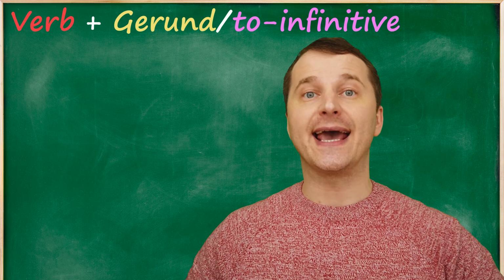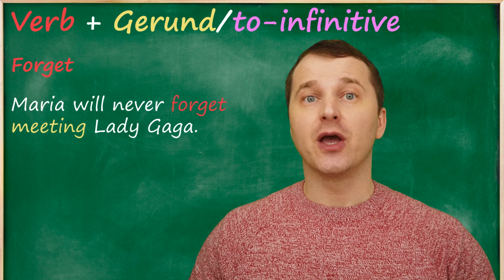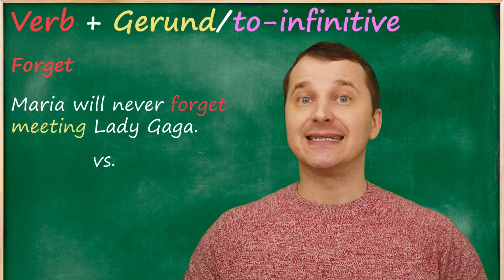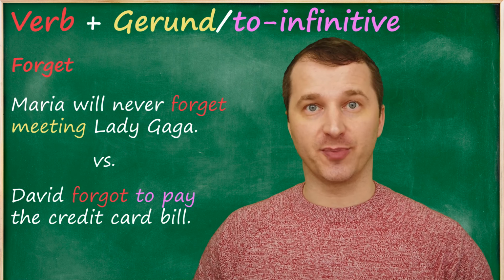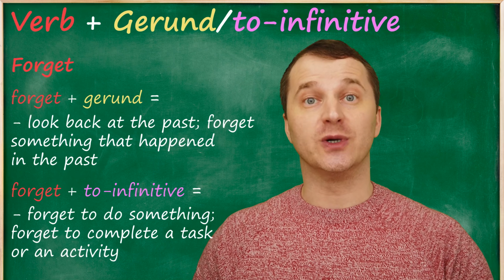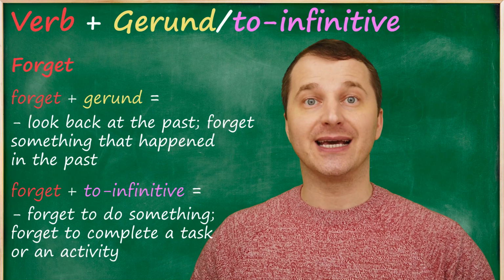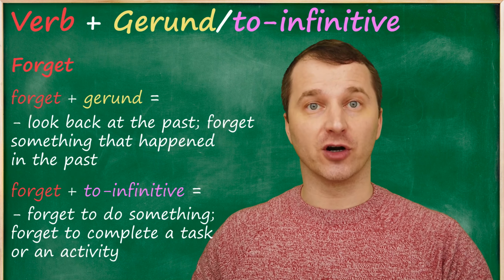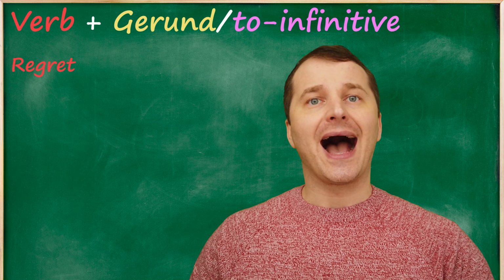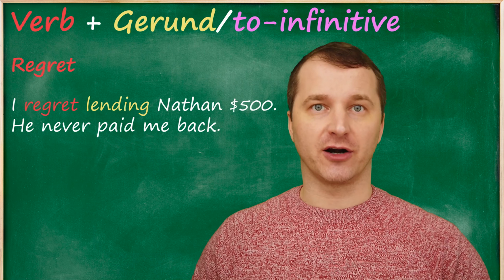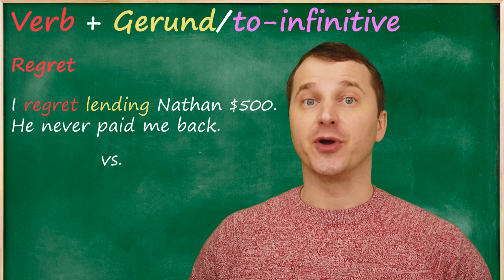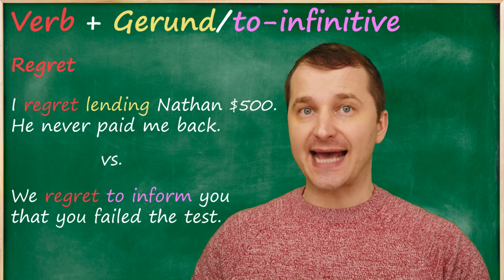Number 3, forget. Maria will never forget meeting Lady Gaga. Versus David forgot to pay the credit card bill. So the verb forget, used with a gerund or an infinitive, is interpreted in the same way as the verb remember. Number 4, regret. I regret lending Nathan $500. He never paid me back. Versus, we regret to inform you that you failed the test.